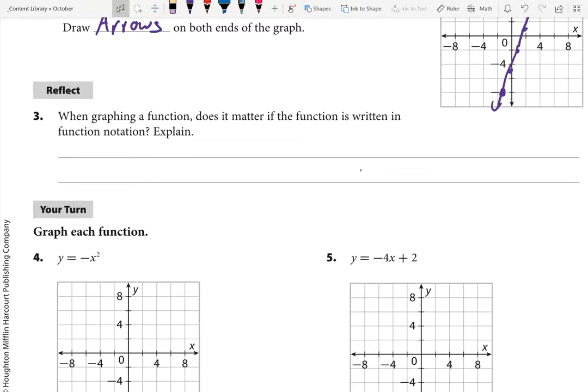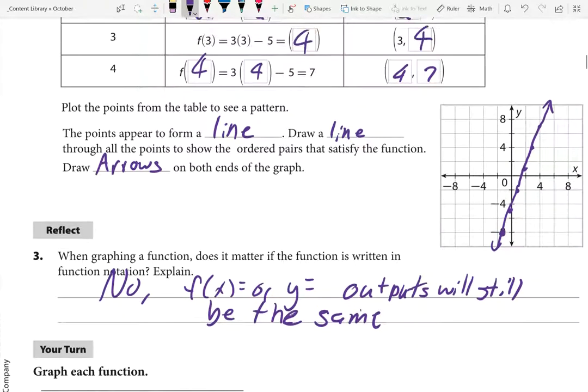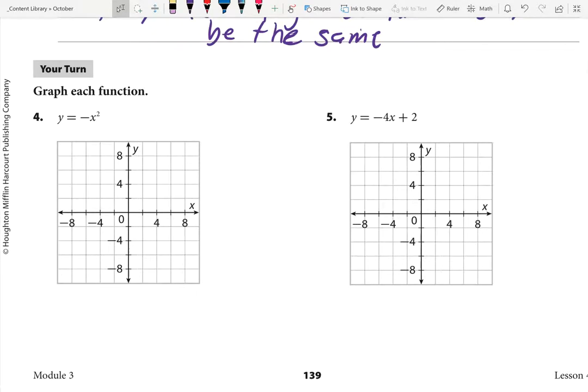Now, when graphing a function, does it matter if it's written in function notation? The answer is no. So whether it's f of x equals or y equals, the outputs will still be the same. So you're going to have the same ordered pairs no matter what. Whether it's written f of x equals or y equals doesn't really matter because you're still just getting the same exact points and you're still plotting the exact same points. So when it comes to graphing, it really won't make a difference.